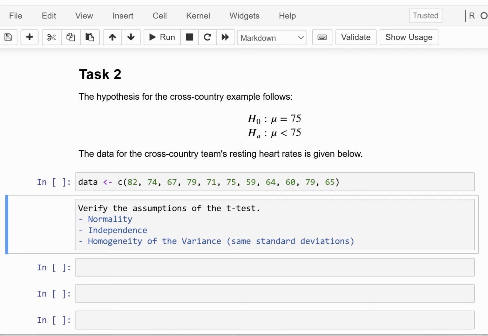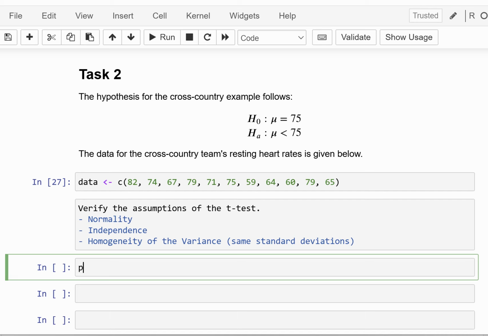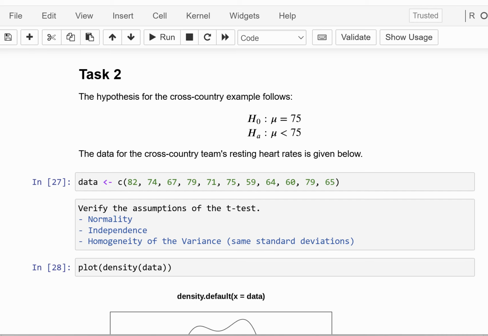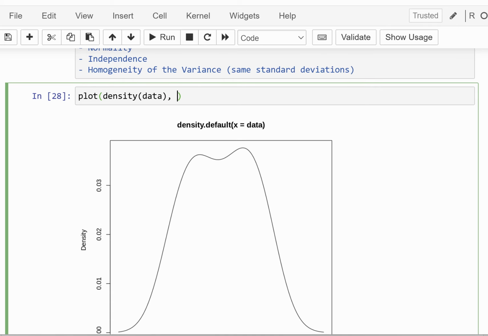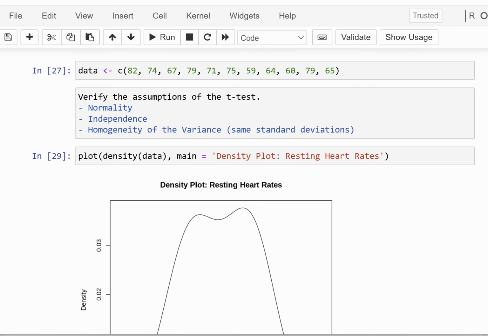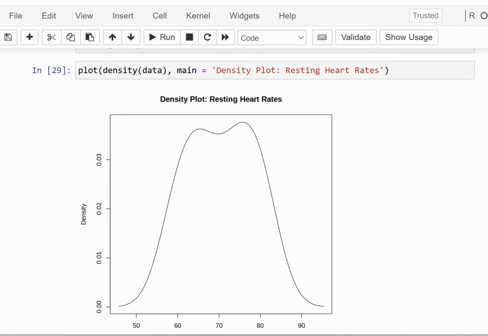I'm going to do a density plot for the data. So I'm going to run the data cell to make sure that it's in there. And then what I'm going to do is plot.density.data. Okay. And again, if you want, you can put a title in. Main equals... okay. But what do we find?